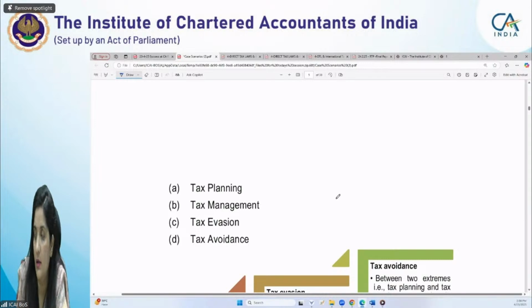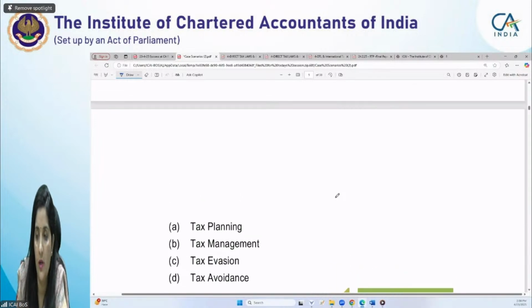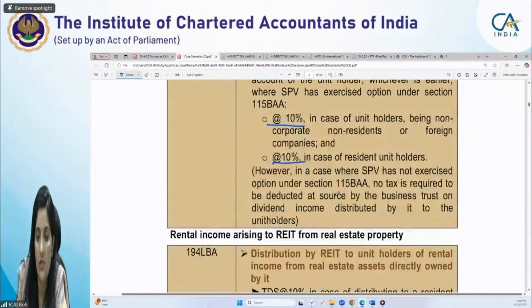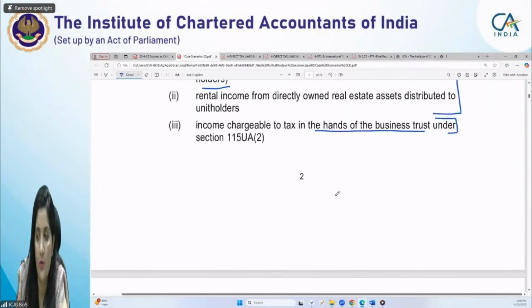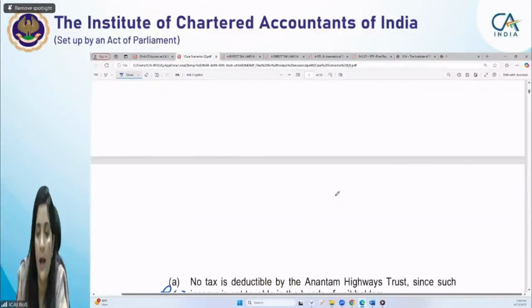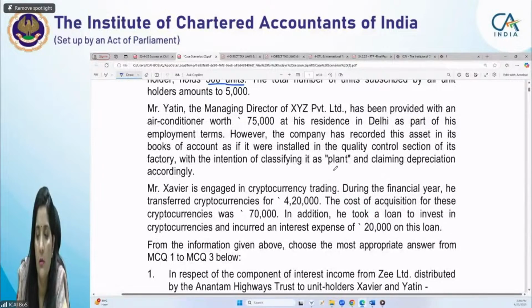आपको पता है क्या किया था कंपनी ने? What the company has done? कंपनी ने जो एयर कंडीशनर प्रोवाइड किया अपने डायरेक्टर को, whatever the air conditioner the company has provided to the director, they have shown it in the quality control section. If it were installed in the quality control section and classify it as a plant.